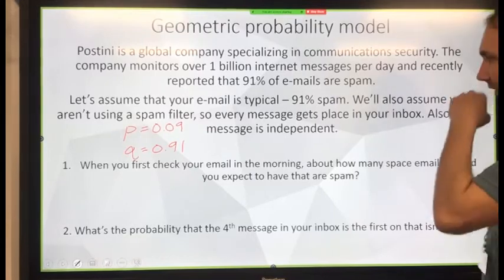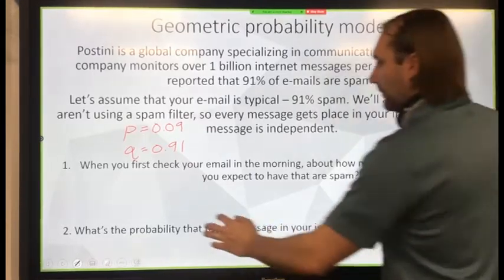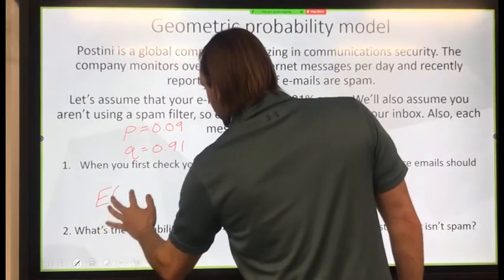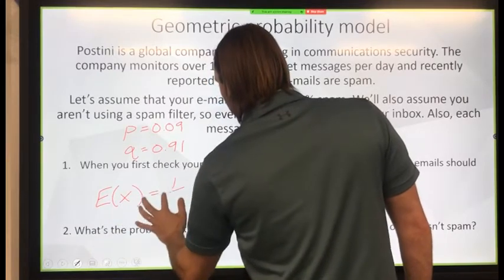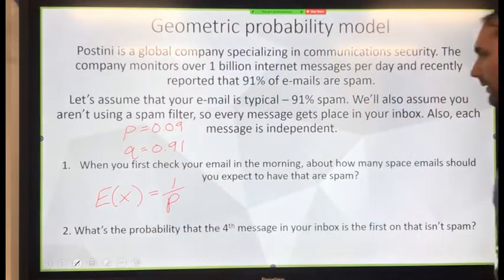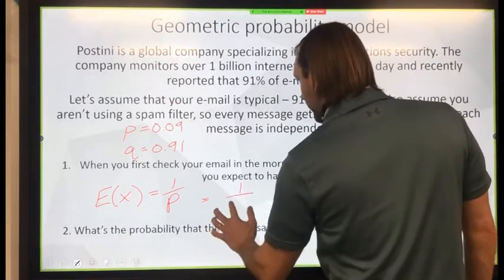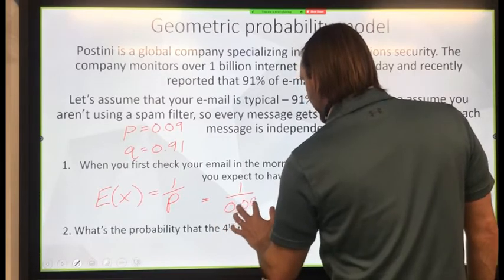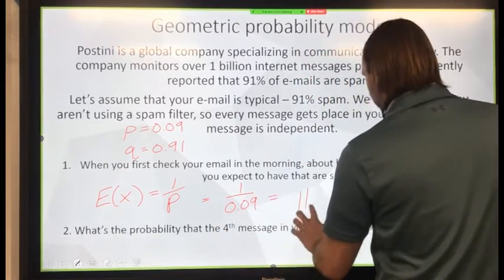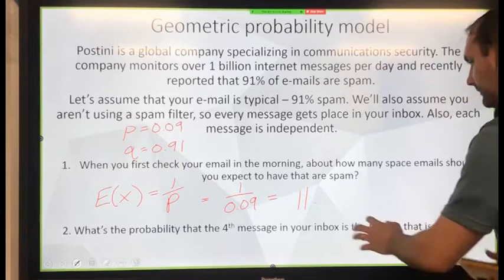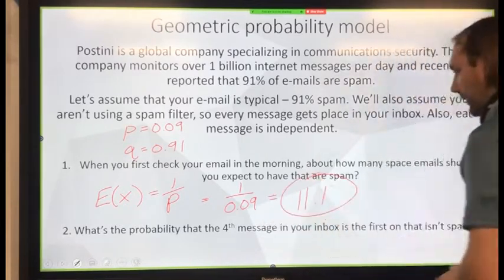Okay? So, using this, where my expected value is 1 over P, how many emails should I expect to have that are spam? So it equals 1 over 0.09, which gives me 11.1. 11.1 emails.